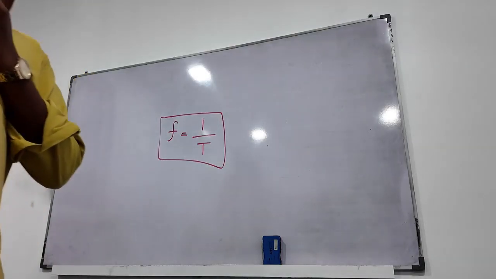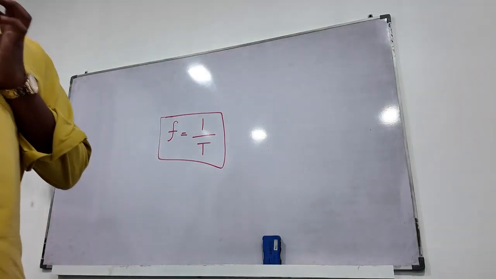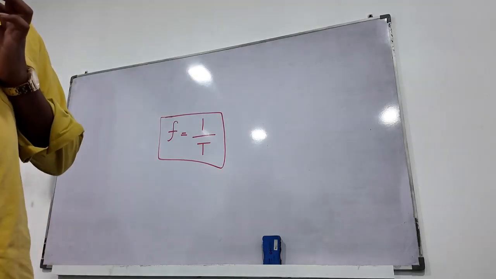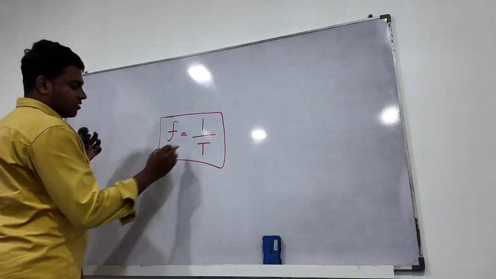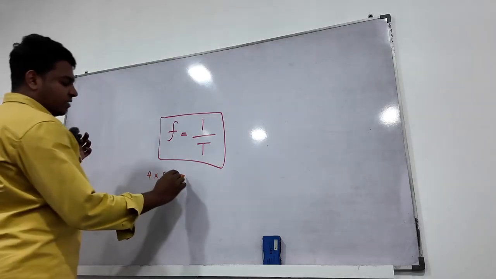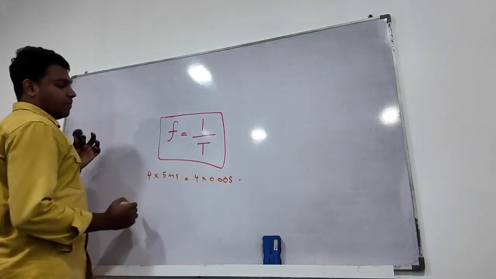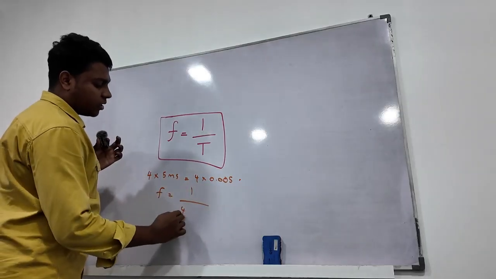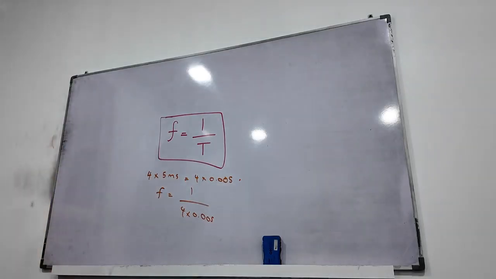That's it. So here you can understand there are how many divisions? For one complete wavelength, there are 4 divisions. So what's the time period? 4 times 5 milliseconds, no? So what is 5 milliseconds? 4 times 0.005 seconds. That is the time period. So what is f? 1 over 4 times 0.005. Is it clear? Yes, that is why the answer is D there.